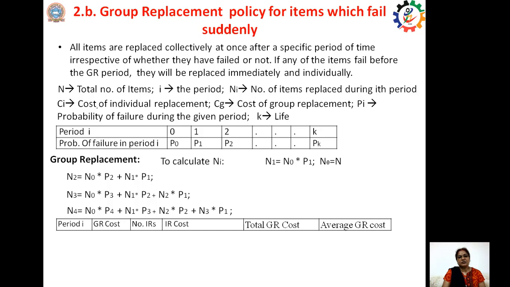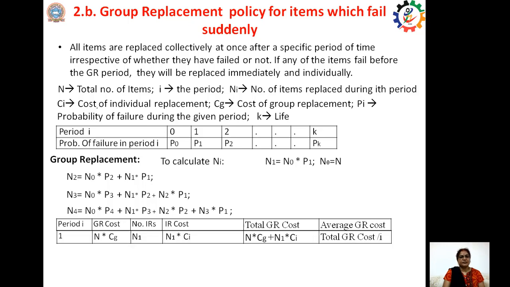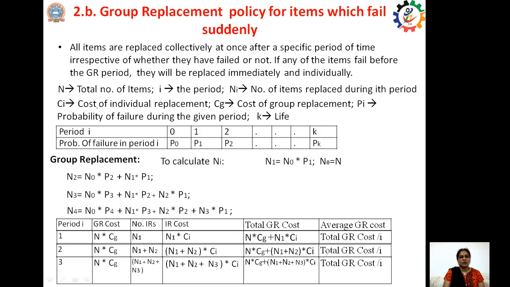Total GR cost is just add this and this. This will be the one. And average cost will be this divided by I, as usual. I have not written column number. If you want, you can write so that it becomes easier. So let us see. First period. Group replacement cost remains same. See, all columns it remains same.